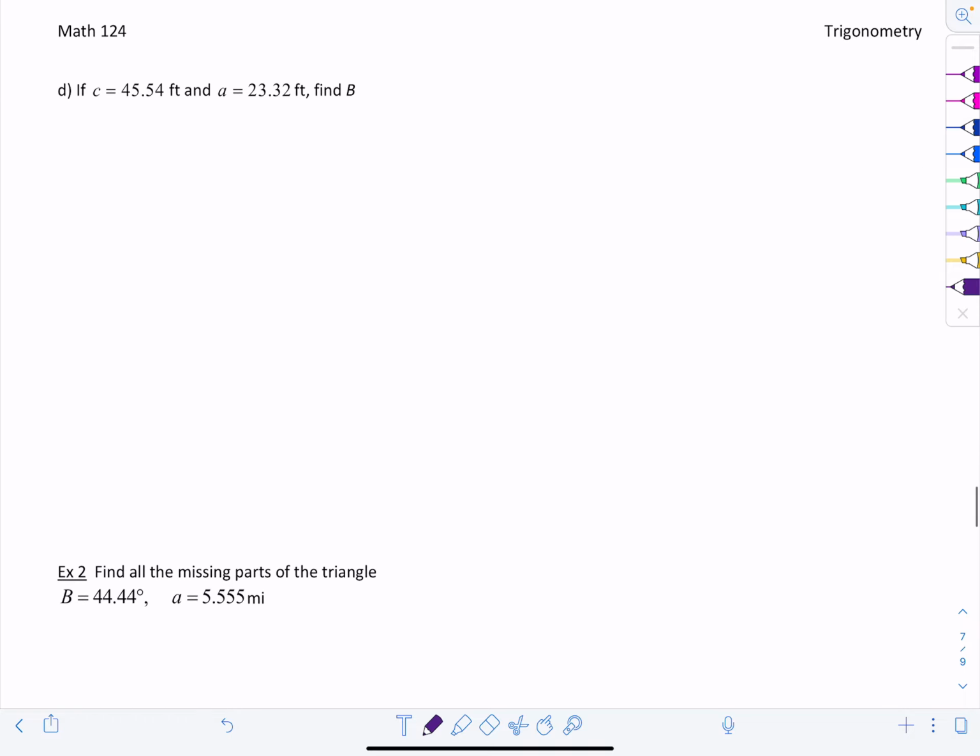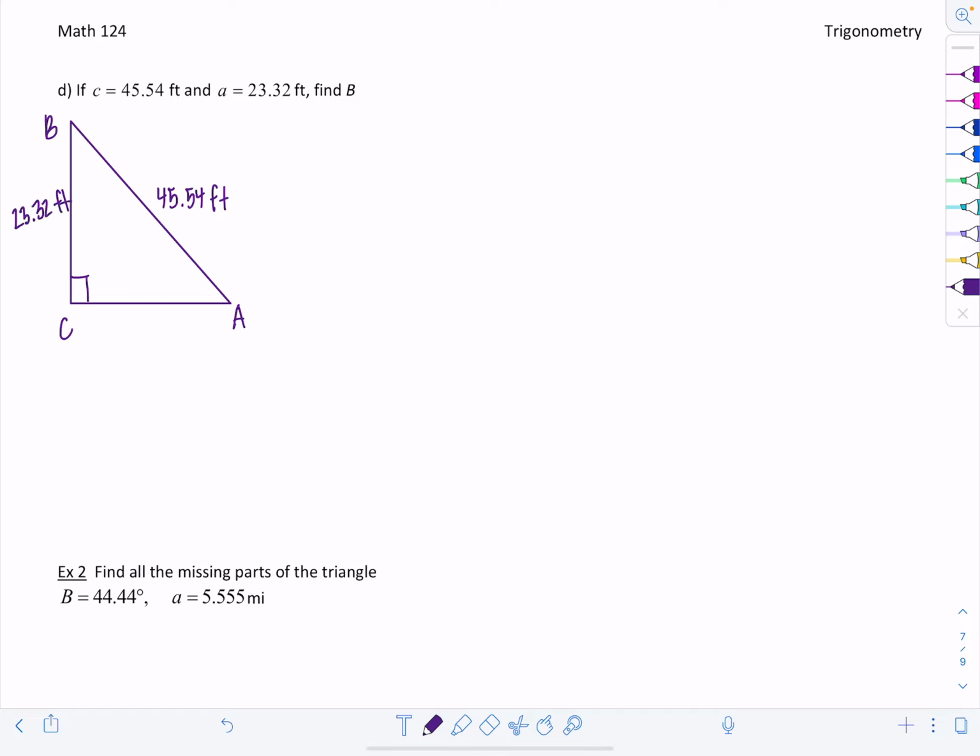So here they're giving me side C, which is equal to 45.54 feet, and side A, which is 23.32 feet, and we need to find angle B. How do I know it's an angle? Very good. They used a capital letter, so that's an angle. So angle C is always the 90-degree angle. That side measures 45.54 feet. And then I'll call this angle A. This is angle B. And they have given me side A, which is 23.32 feet. So we need to find angle B.